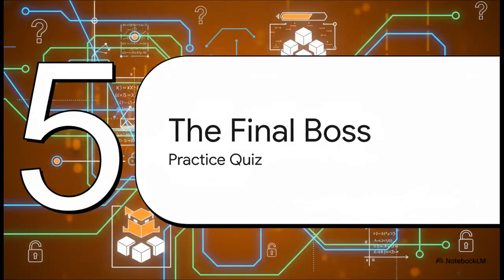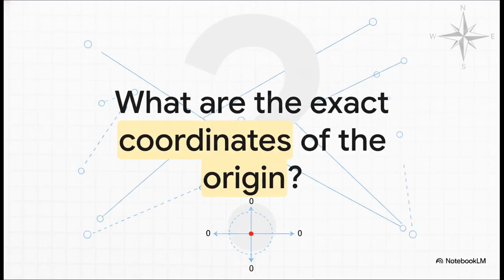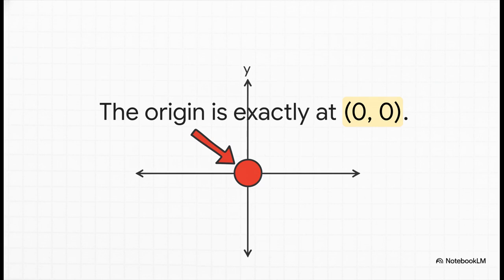And here we are, Section 5, the final boss. Let's do a rapid-fire practice quiz to lock in absolutely everything we've covered today. We'll start with a beginner-level question about our anchor on the grid. Take a split second to think. What are the exact coordinates of the origin? Spot on! The origin is always (0, 0). It's the absolute center of your coordinate plane, and the starting point for every single graph you draw.